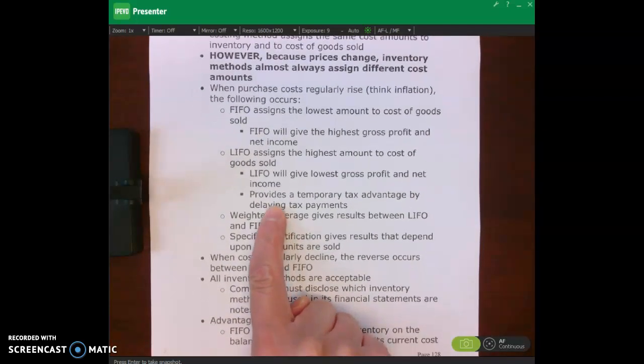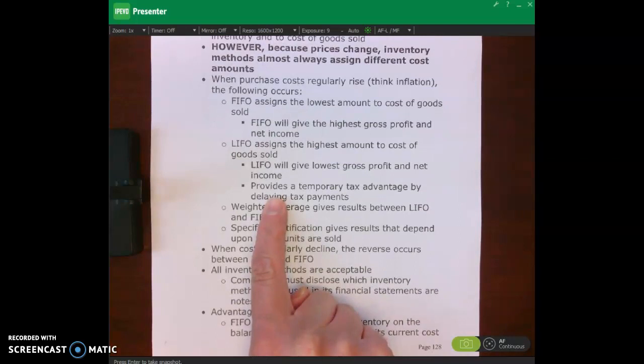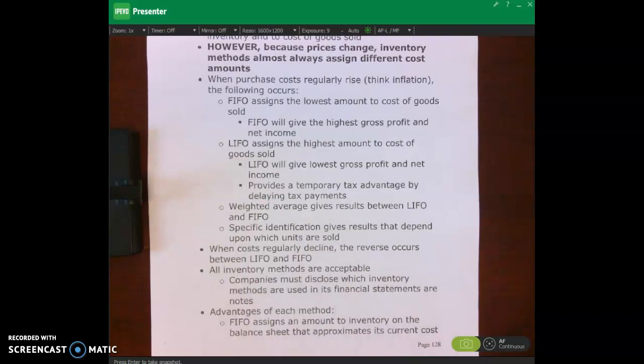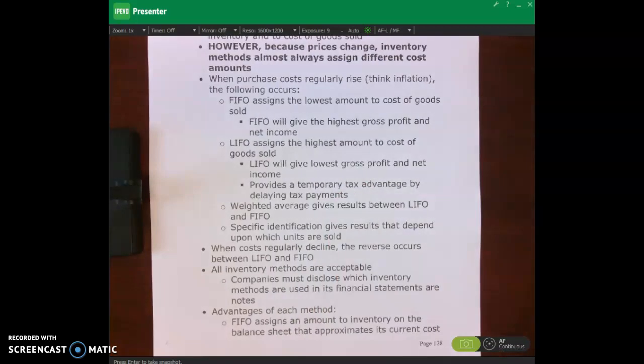Now, a lot of companies like to use LIFO because it gives a temporary tax advantage. I told you that your taxes, corporate taxes, are a percentage of your net income. Which one are you going to choose? LIFO, FIFO, weighted average, specific identification. You can choose, if prices are rising, right? You're going to choose LIFO because it reduces your net income. And then your taxes are a percentage of a smaller number, which means you pay less taxes. So it gives you a tax advantage.